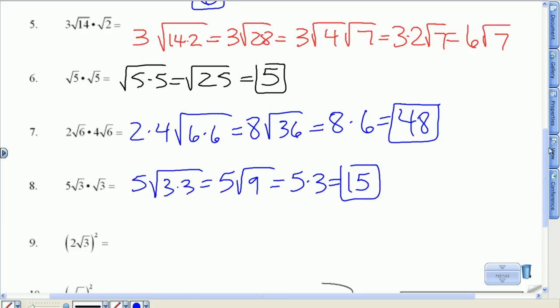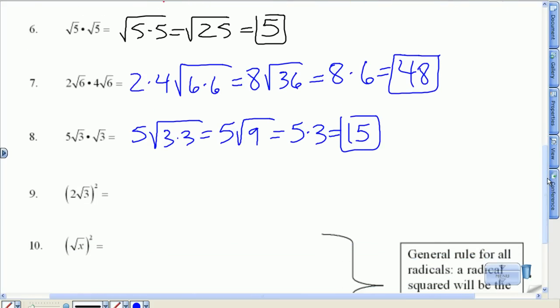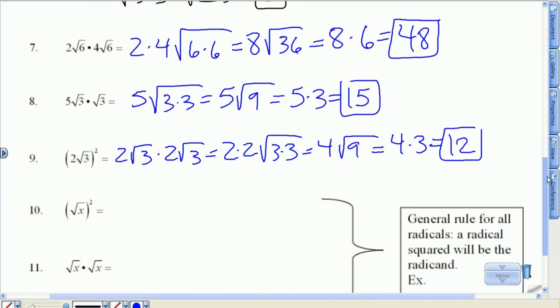For number 9, you should rewrite this problem. 2 radical 3 squared. Remember, squared means multiplying something times itself. So we multiply 2 times 2. We multiply radical 3 times radical 3. 2 times 2 is 4. Radical 3 times radical 3 is radical 9. Take the square root and then multiply. Some of these steps you can skip, but the process all has to be there.